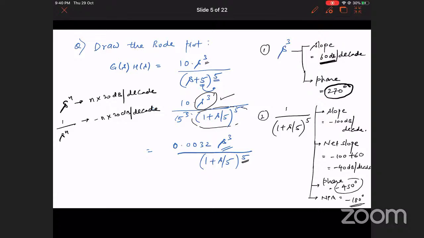Please understand, you always calculate not only slope and phase, you calculate the net slope and net phase angle for every term. The reason I have not calculated net slope and net phase for the very first term, that is s cubed, is because that was the first term. So whatever slope you have got is by default the net slope, and whatever phase you initially got is by default the net phase. I hope you understood my point.